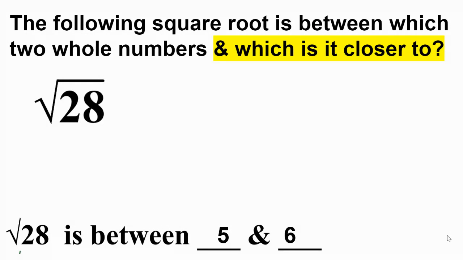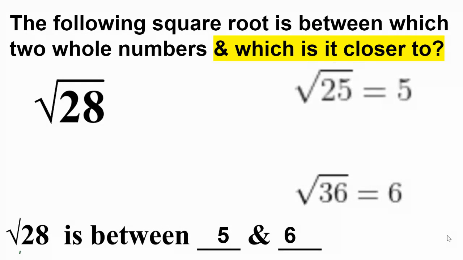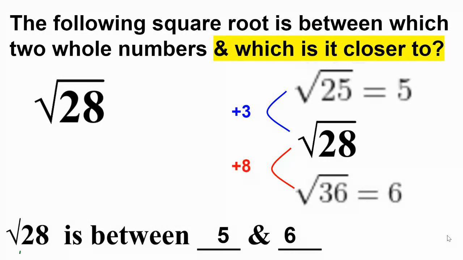So again, start right at the beginning and write your 25 and your 36, because you know that the square root of 28 has to be right there in between your square root of 25 and your square root of 36. It falls right there. That's why you know the answer is between 5 and 6. So the next step is, how do we show which it's closer to? Well, an easy thing to do is, real quick, between 25 and 28 there's only a distance of 3. But between 28 and 36, there's a distance of 8.